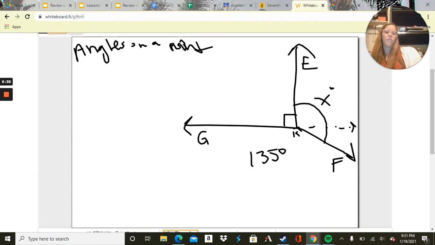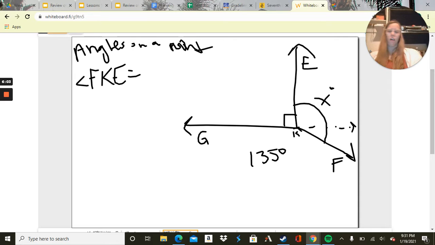So we have 3 angles there that meet. We have GKF, FKE, and EKG. So we need to find out angle FKE. What does angle FKE equal? We know that this one is 90.